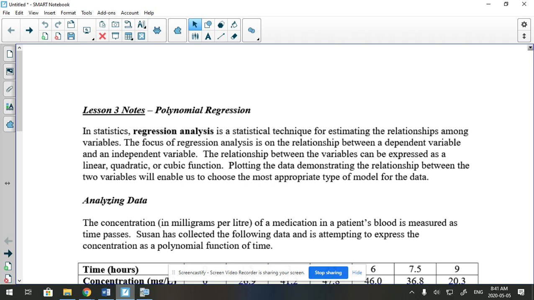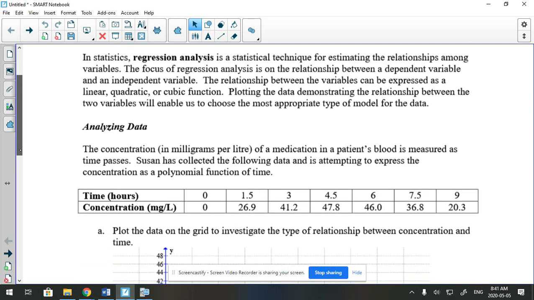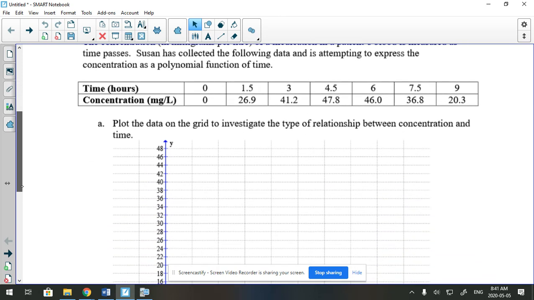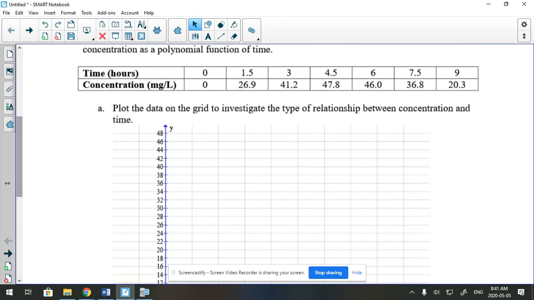So I won't go through all the details of regression. Basically you're collecting data, you're a scientist, and you come up with a bunch of data points. You can enter those points into your calculator, and then you can use your calculator to come up with an equation to describe the points that you plotted.